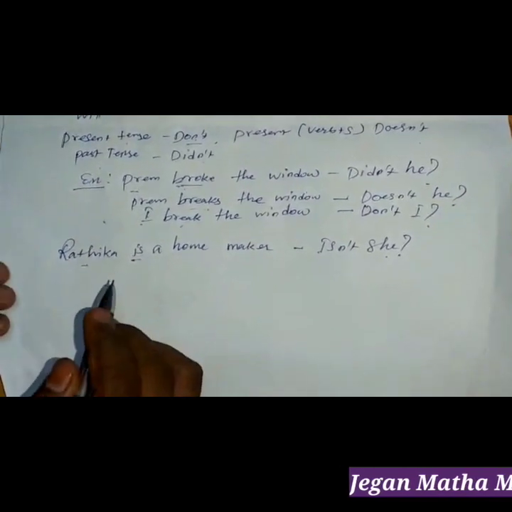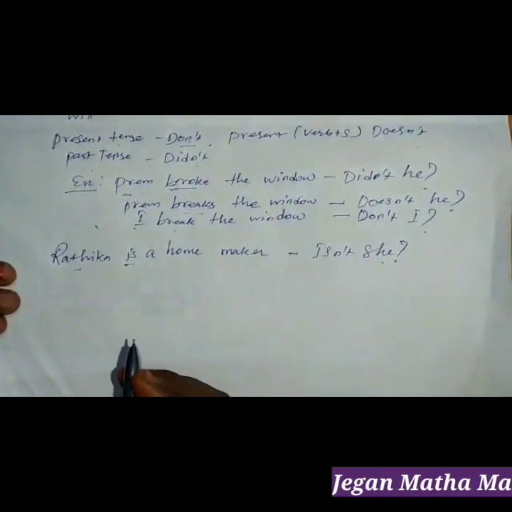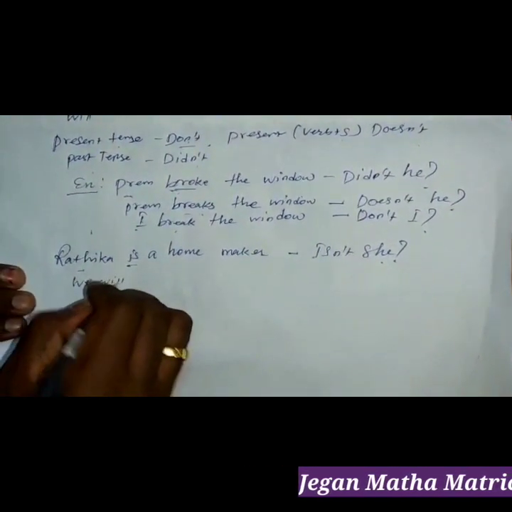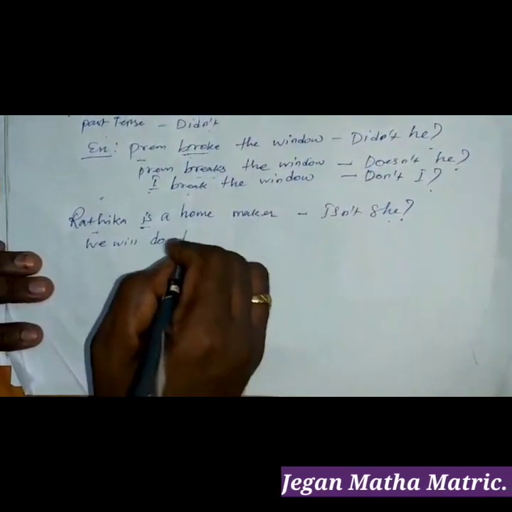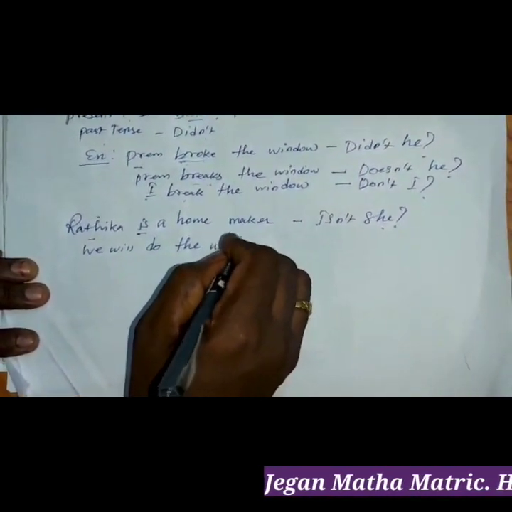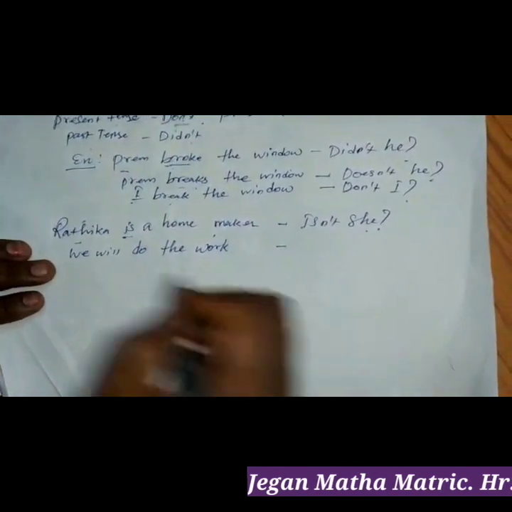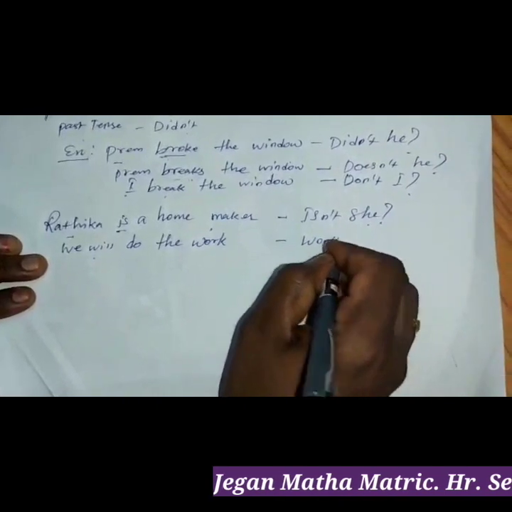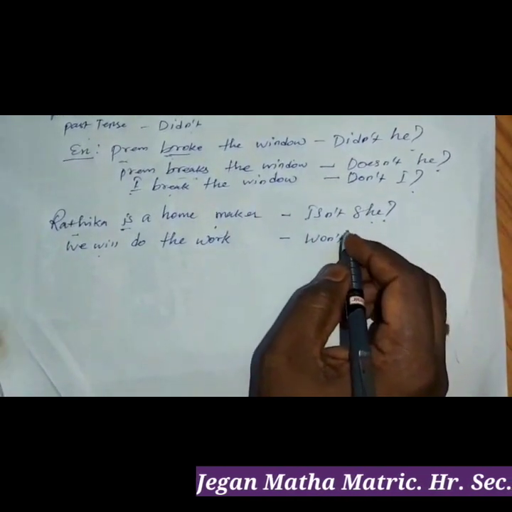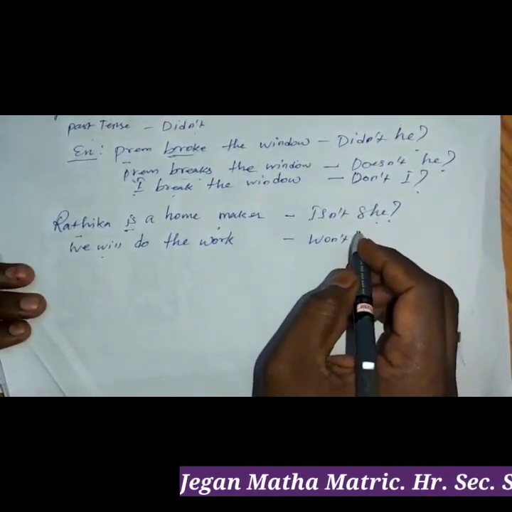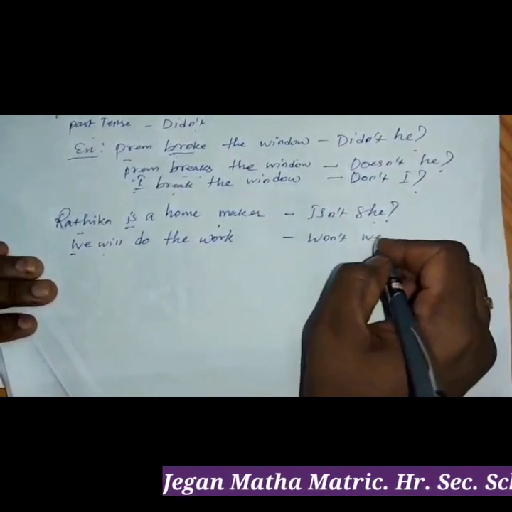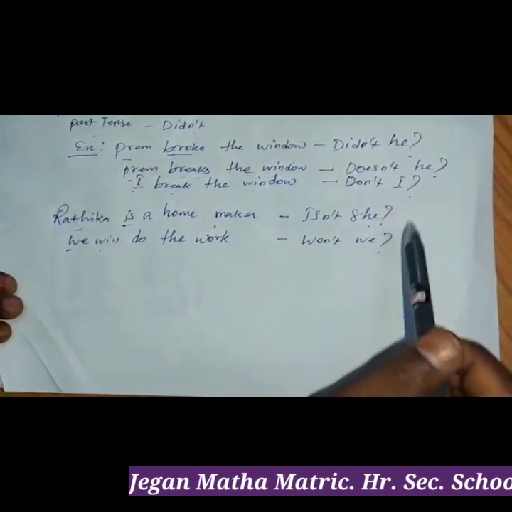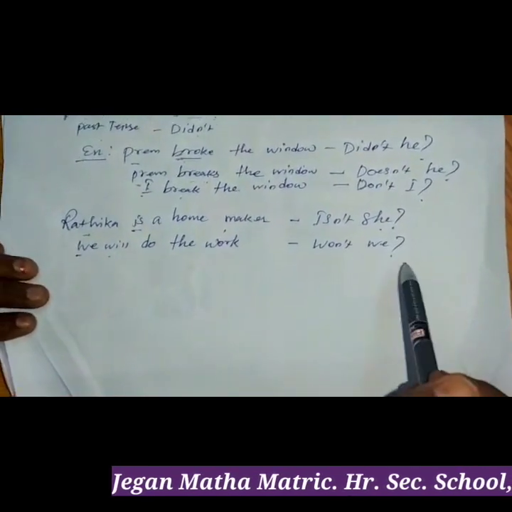Next, we will do the work. How will you make it? Will, so won't. Here, won't we? Question mark. The question mark is very important. When you write the question tag, add the question mark. Without the question mark, it is totally wrong.